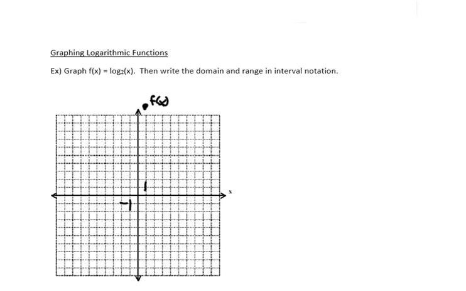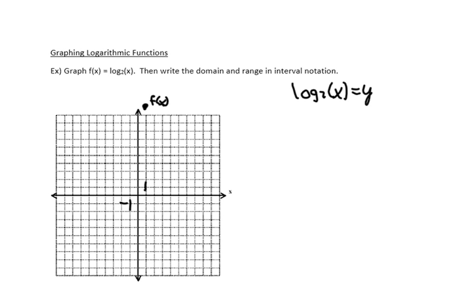In this video, we're going to talk about graphing logarithmic functions. So let's graph a real basic one. f of x is equal to log base 2 of x. We want to write the domain and range in interval notation. So we know this.